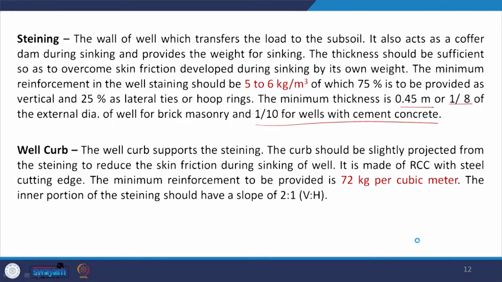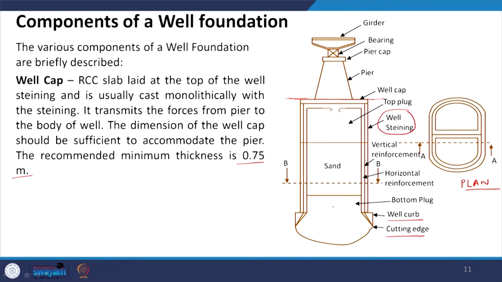The minimum reinforcement to be provided is 72 kg per cubic meter. So, you could see compared to steining, it is highly reinforced. Here the figure was 5 to 6, but now it has jumped to 72. The inner portion of the curb should have a slope of 2 to 1, that is 2 vertical to 1 horizontal. So, what you have here?